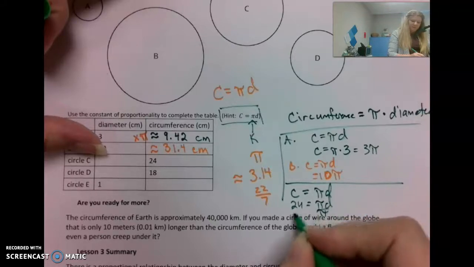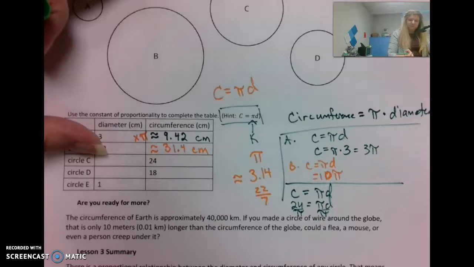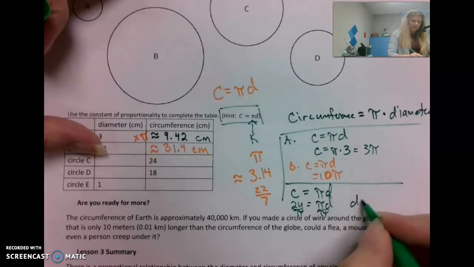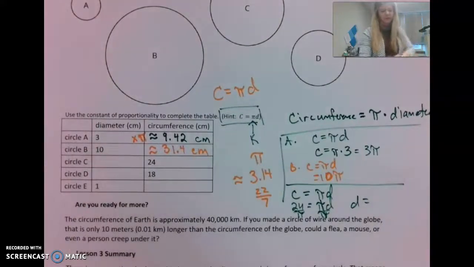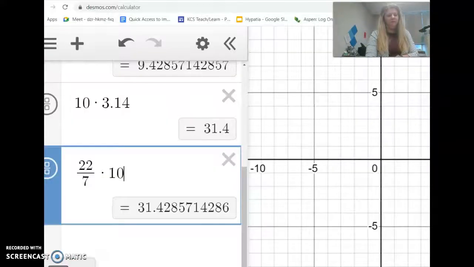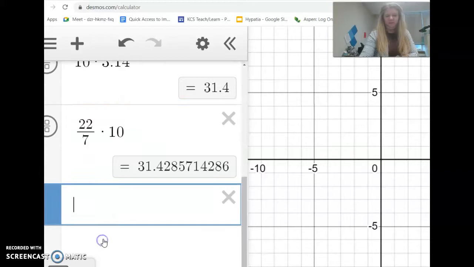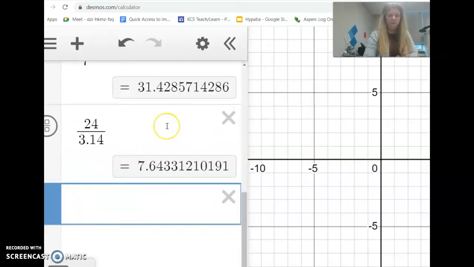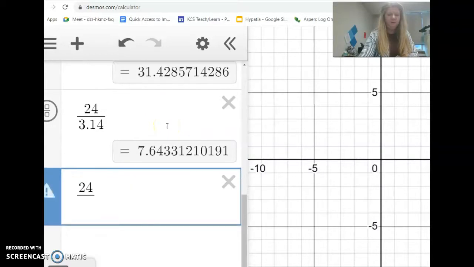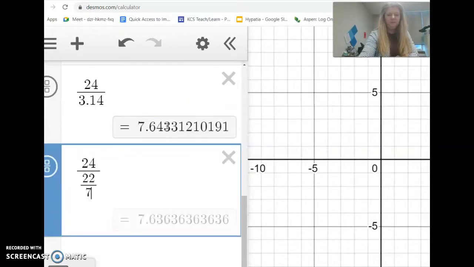So I'm going to divide by pi, and that will give me my diameter. So 24 divided by pi, or the circumference divided by pi. Okay, 24 divided by pi. Or 24 divided by 22 over 7.